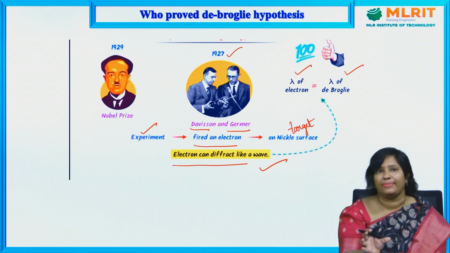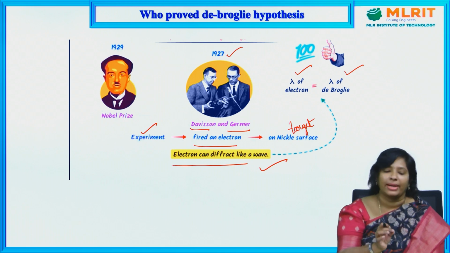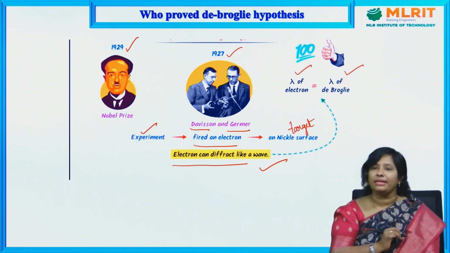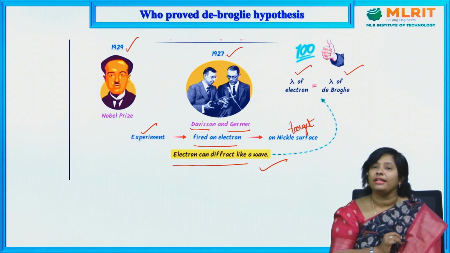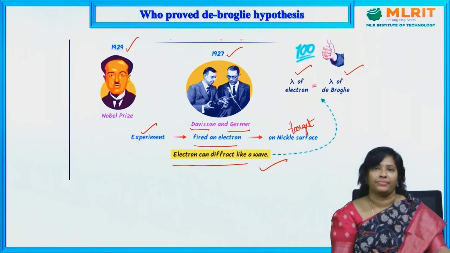For this experiment, Louis de Broglie was awarded the Nobel Prize in the year 1929. Okay.